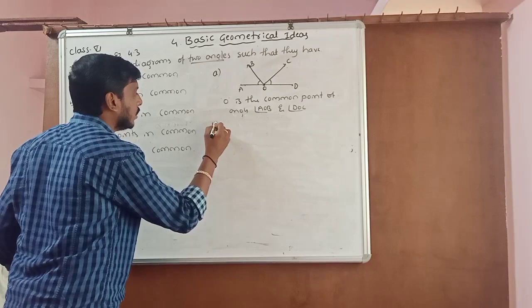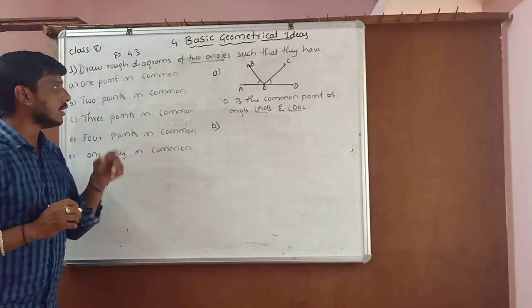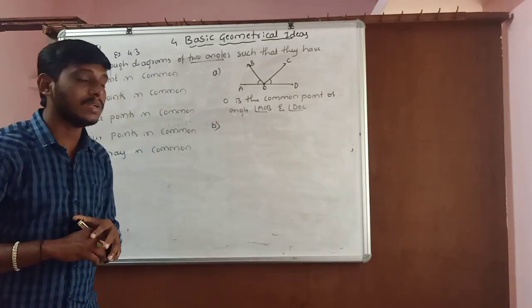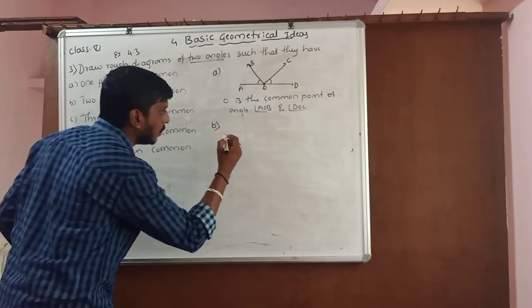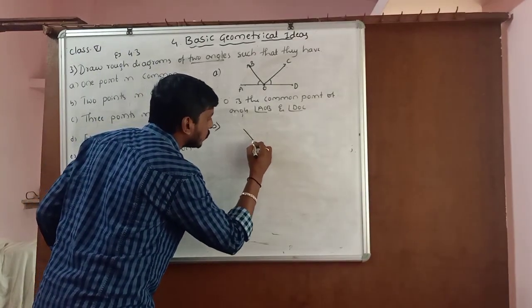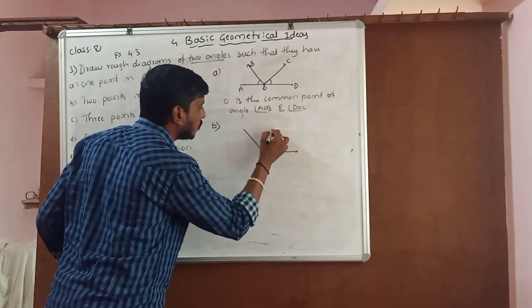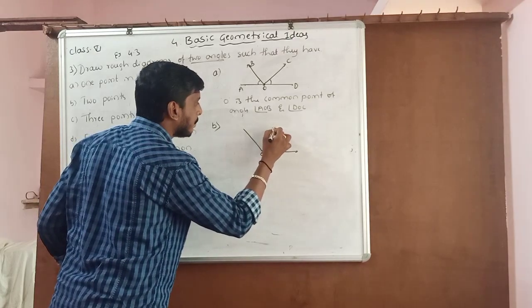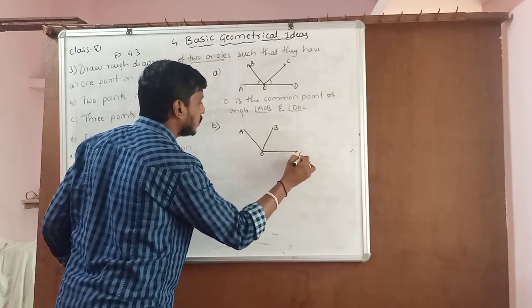So what is the next one? B. What is this B one? 2 points in common. Previously they asked for only one, so for the second one, 2 points. How to draw the 2 points? Very simple. First I will draw like that. How many points do they want? 2 points. This is O, this is B, and this is A, and this is C.